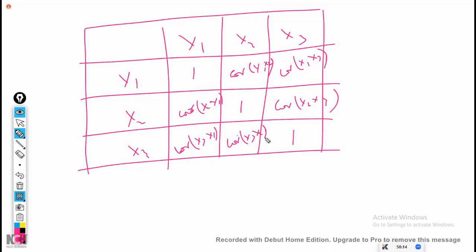Is that clear? That is multivariate analysis. Done? So let's do whatever we have discussed till now, everything in Python. Let's start.